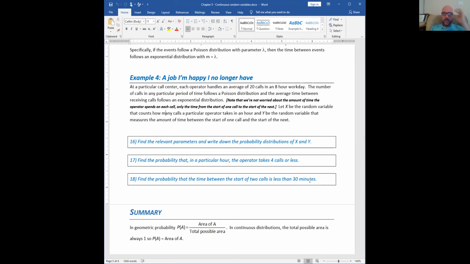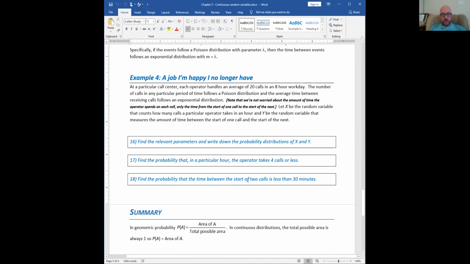If you handle 20 calls in an 8-hour workday, you're handling more than 2 per hour, 2.5 per hour on average. So this wait time of 30 minutes would be 2 per hour, right? That's the rate it would be. So I'm expecting this number to be relatively large. The probability that you're going to handle more calls than that, or that the wait time is less, should be relatively big. So let's go see what that looks like.